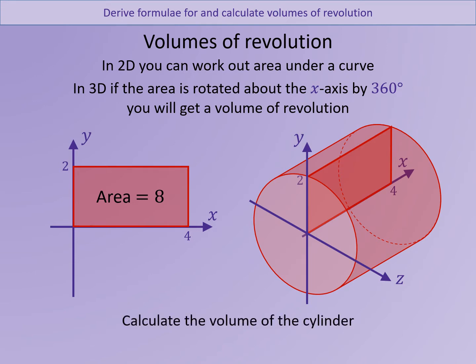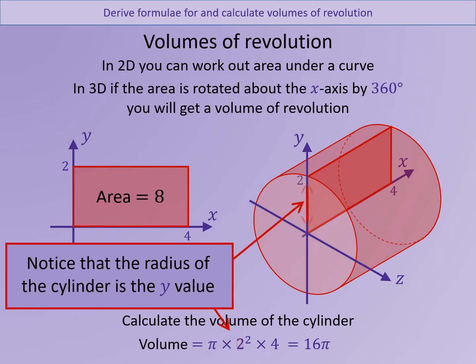We can calculate its volume using the formula for the volume of a cylinder, which is the area of the circle, pi r squared, multiplied by the length of the cylinder. So in this case, we would get pi multiplied by 2 squared multiplied by 4, or 16 pi. Notice that the 2 is the radius of the circle, and this is also the y-coordinate of the original rectangle.